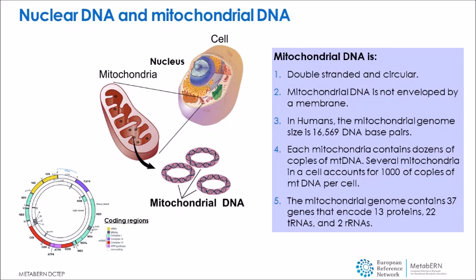On the other hand, each mitochondrion contains dozens of copies of mitochondrial DNA. That's to say, several mitochondria in a cell account for thousands of copies of mitochondrial DNA per cell. The mitochondrial genome contains only 37 genes that encode 13 proteins, 22 transfer RNAs, and 2 ribosomal RNAs.